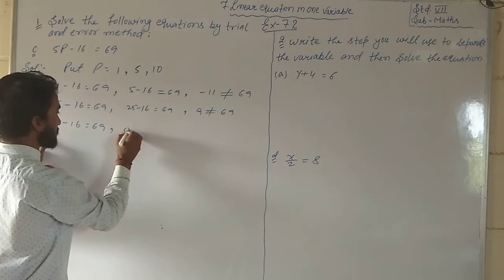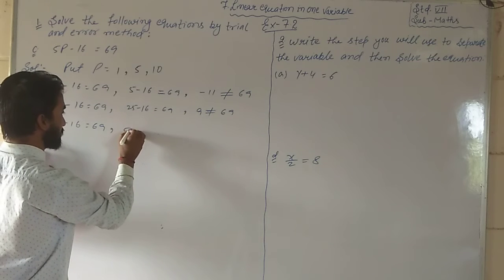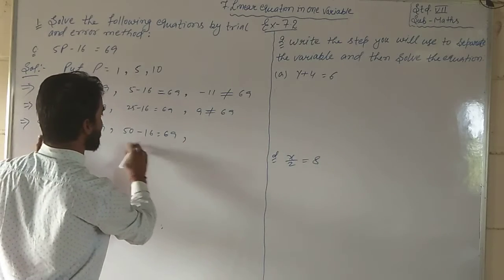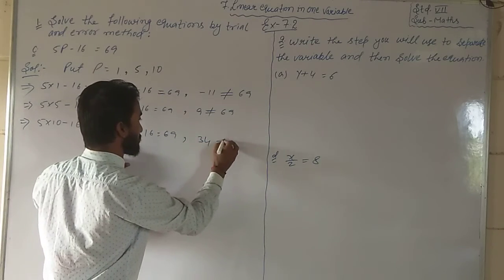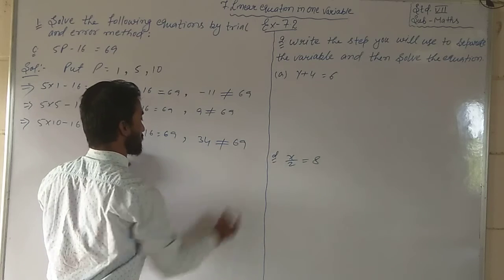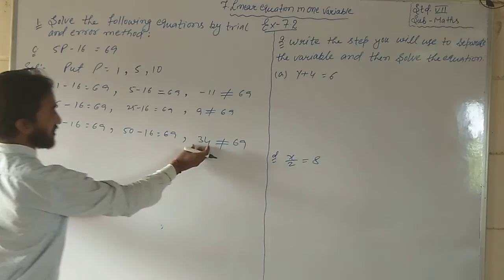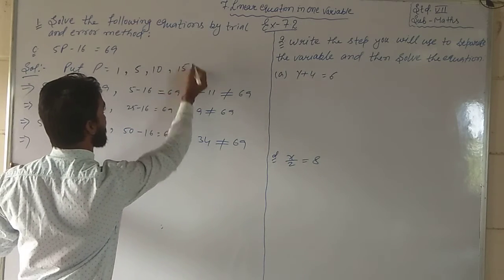5 into 10, it means 50. 50 minus 16, the result is 34, which is not equal to 69. Are you getting it right? See, still it is 34 and it is 69. Now what will we do? Put 15.